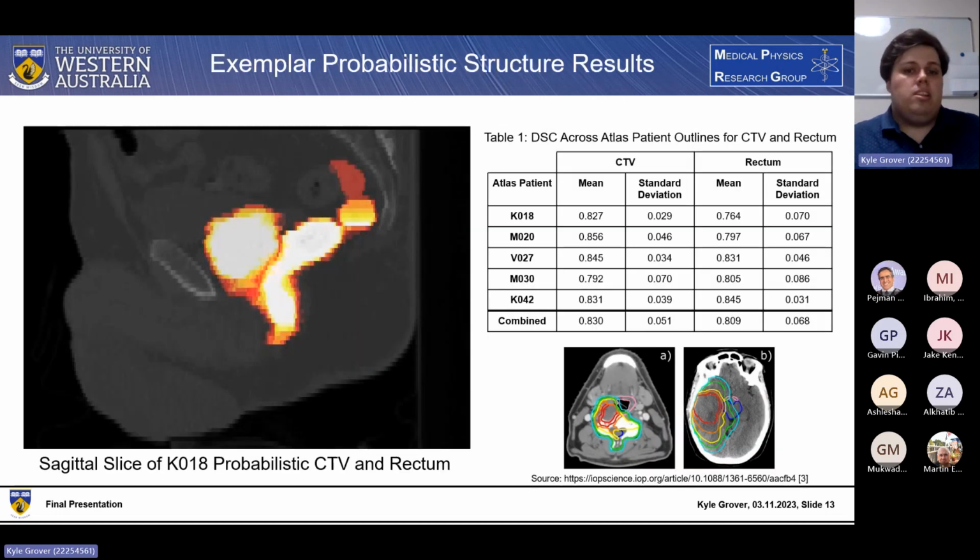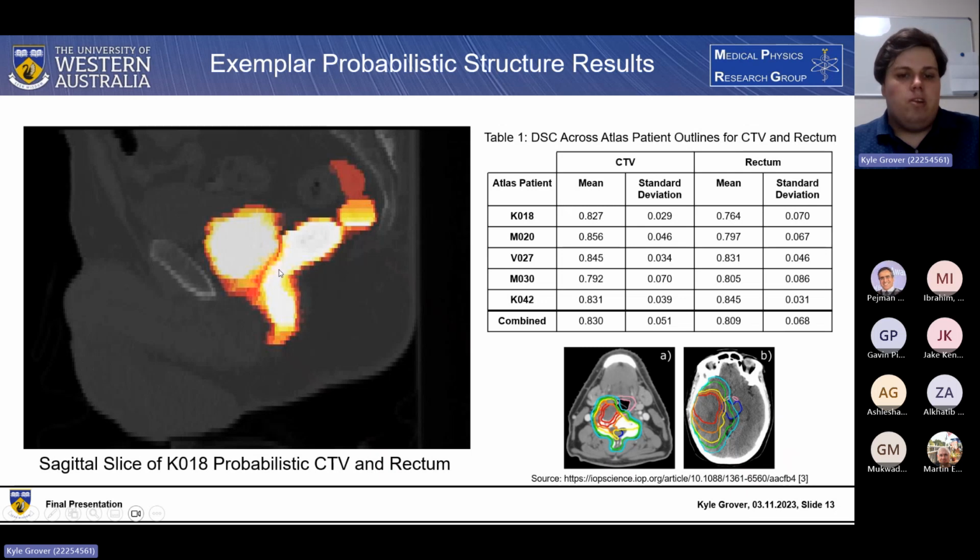So to begin, as we look at the exemplar probabilistic structures, these are the structures created for the atlas patients. We find that the overall structure of these compares pretty well to the previous models created for probabilistic structures. As we can see at the bottom here, we have Shosharina's one, where she had different shells, and as you moved out from the center of mass of the organ, you'd have decreasing certainty. Similarly, here we have the CTV, and here is the rectum.